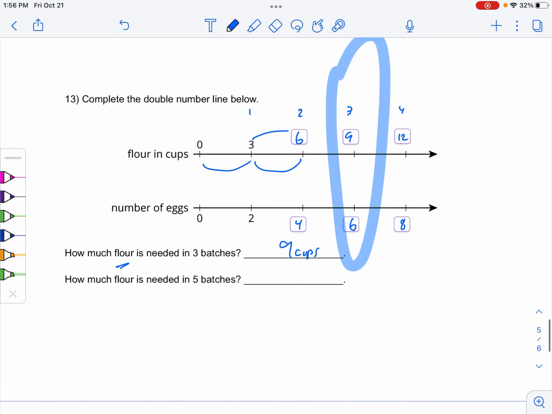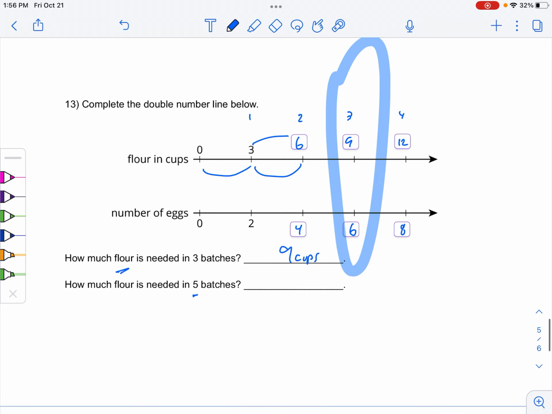Gotta remember on my labels. And then batch 5. We don't have batch 5, but I can find batch 5. It's right here. 12, that's going to be 15. 8, 9, 10. Yay. So what does it want? It wants flour. So 15 cups.